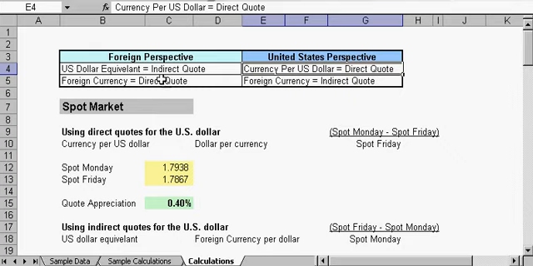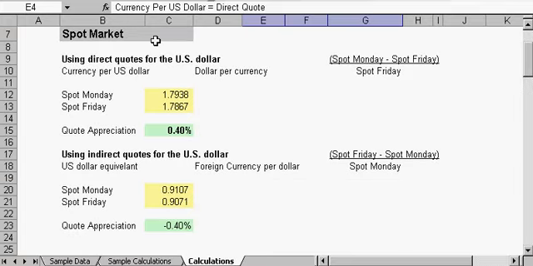If you're in another country, the direct quote would be the US dollar equivalent, and the indirect quote would be the currency per US dollar. So this is very important to keep in mind when trying to price foreign exchanges. Let's take a look at the spot market.